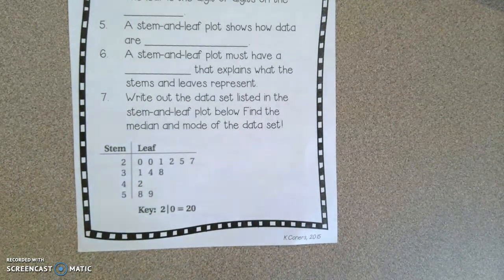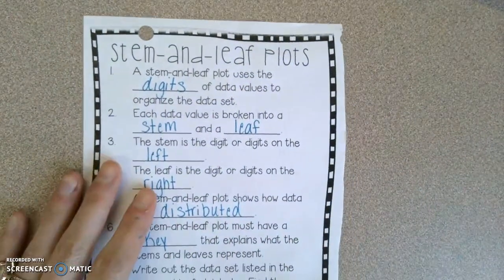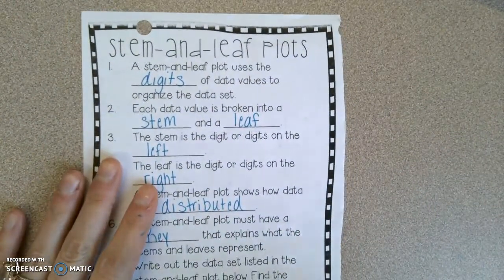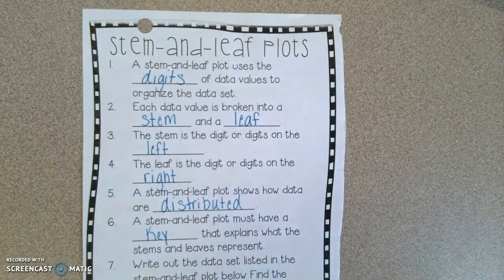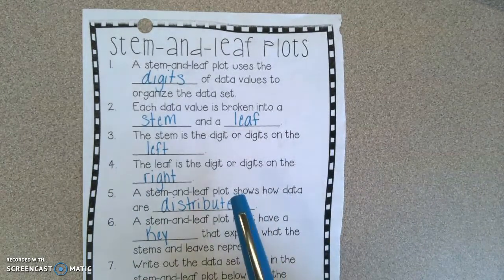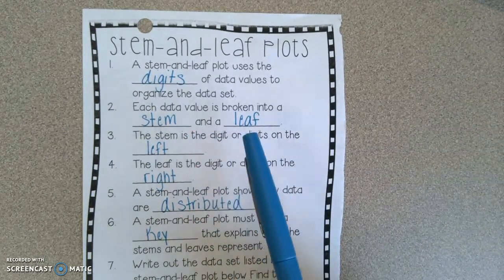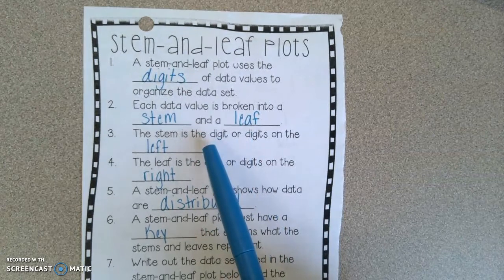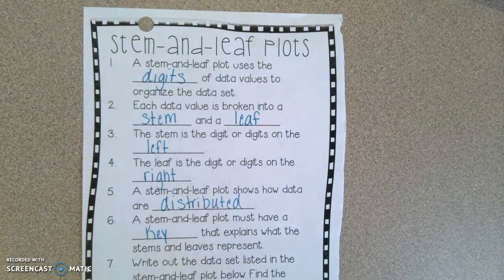creating one together. So first of all, a stem and leaf plot is going to use digits of data values to organize your data set. In other words, we're using place value to organize it. At this point, you've collected your data. Now you're organizing it into these different displays, and we're using place value here. And then each data value is going to be broken into a stem and a leaf. The stem's the digit on the left, and the leaf is the digit on the right.